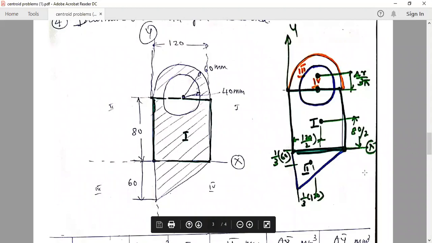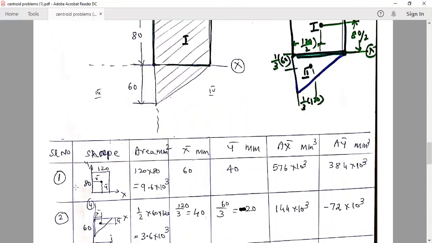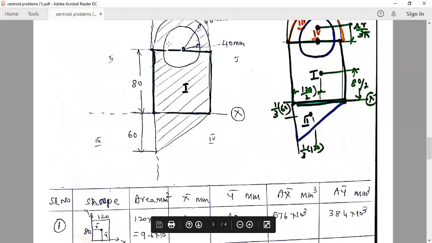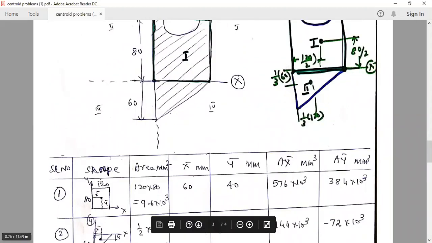With reference to X and Y, you locate the first shape, the rectangle. With respect to this rectangle, the Y-axis is passing through the extreme left boundary of the rectangle, and the X-axis is also passing through the base. That means the rectangle is in the first quadrant. The size of the rectangle is 80 mm and the width is 120 mm. Now you know where the centroid of the rectangle is with reference to the X and Y axes.